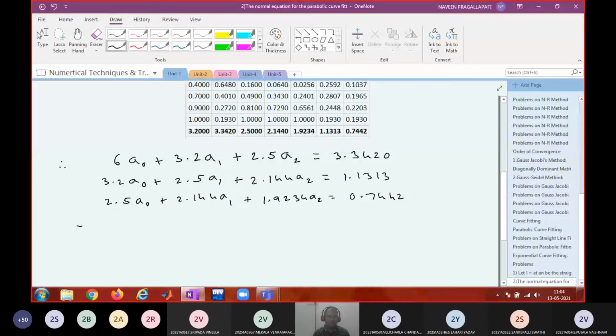So input these values in the calculator. You can solve the 3 by 3 system also and tell me the values of A0, A1 and A2.